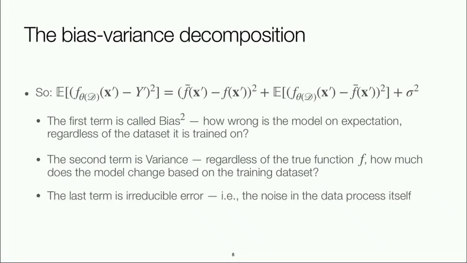And then the last term that we have, sigma squared, is what we call irreducible error. Irreducible because we're assuming that it's just a part of the problem, right? The higher the irreducible error, the harder the learning problem is, but there's nothing that we can do about that, right? It's just noise in the data process itself, and that also factors in a very important way into the errors that we might make, into the generalization error of my model.